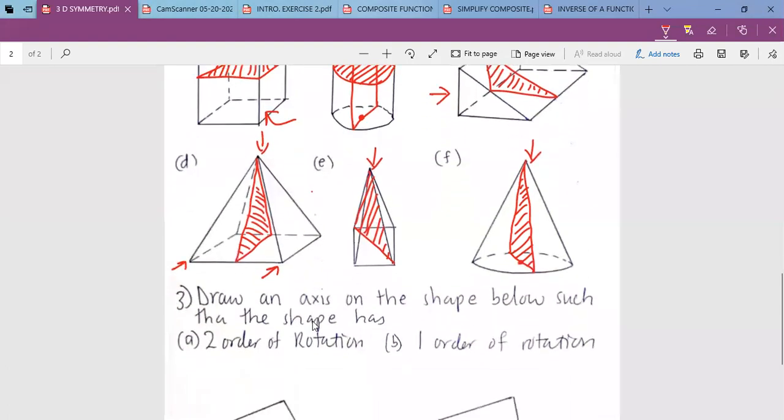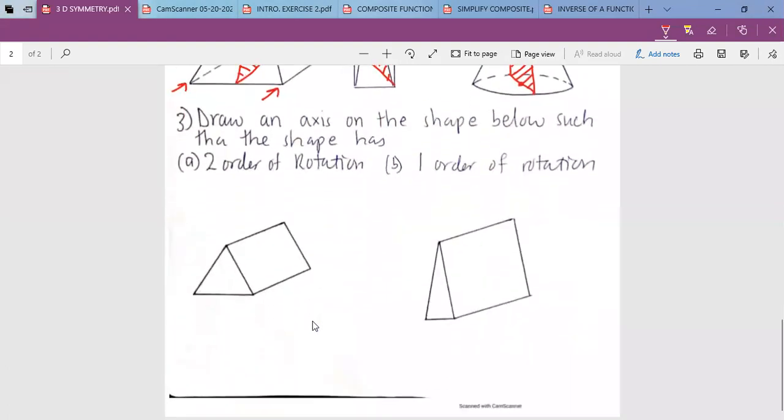Okay, number three. Draw an axis on the shape below, such that the shape has two order of rotation. Draw an axis such that the shape has two order.